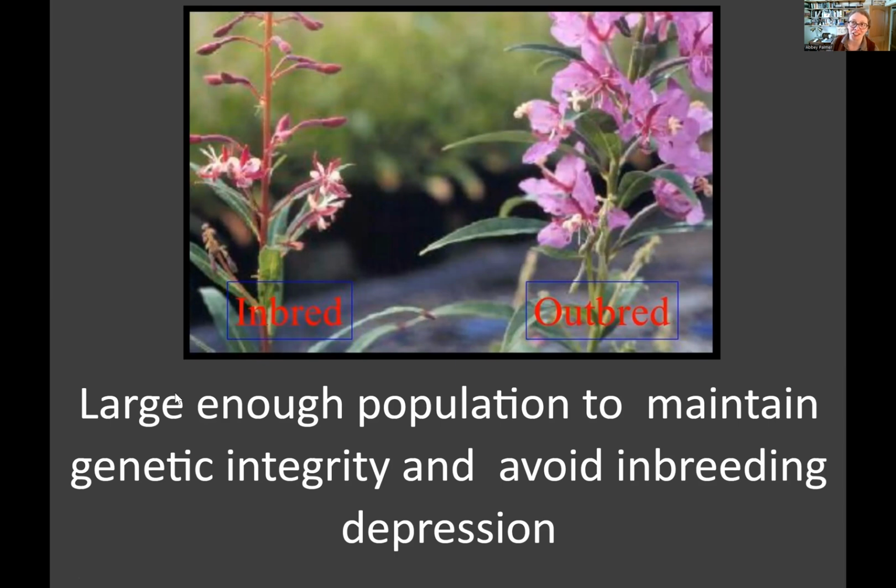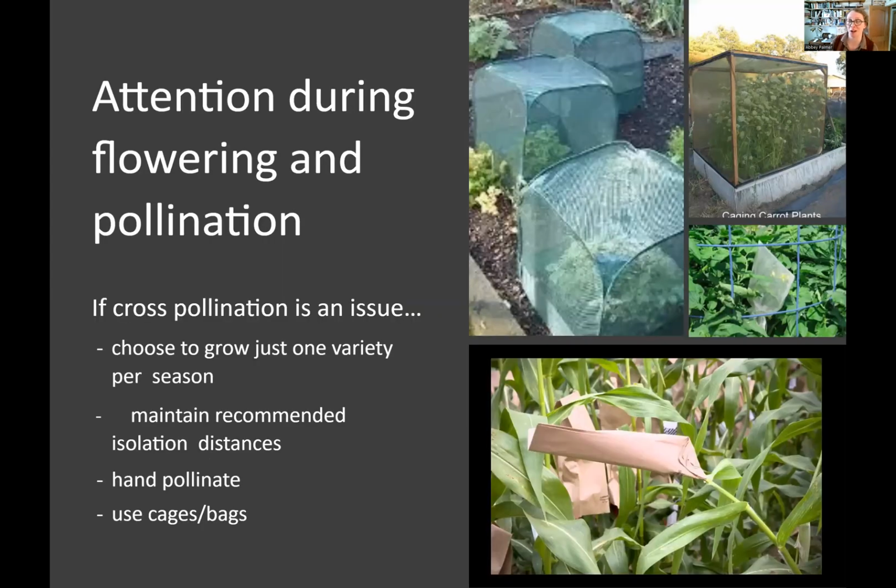Maintaining genetic integrity is much easier with self-pollinated plants like peas and tomatoes. I can save seeds from one tomato plant and I get the same tomato next year without the inbreeding depression issues.